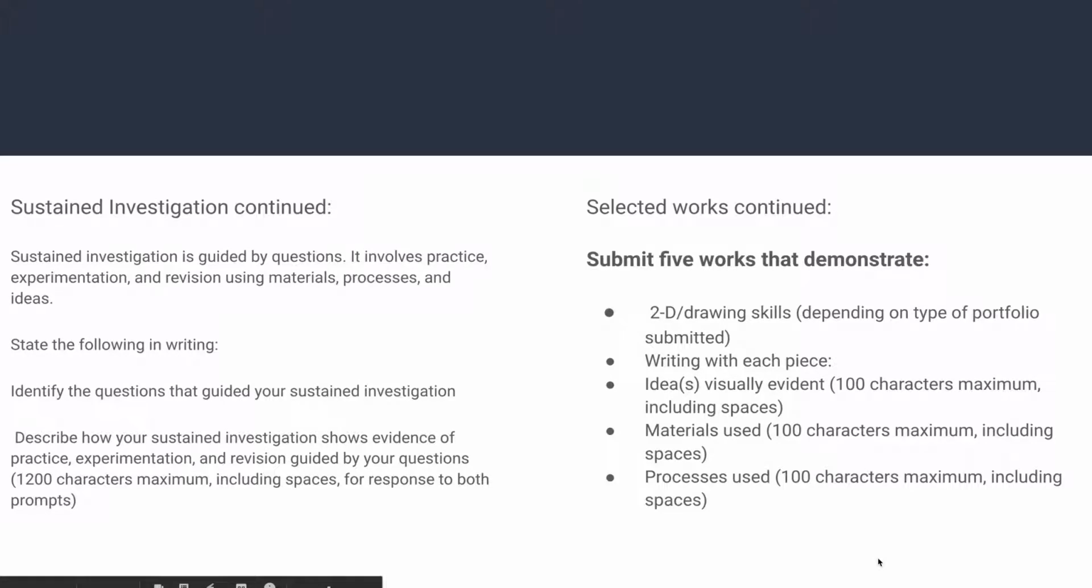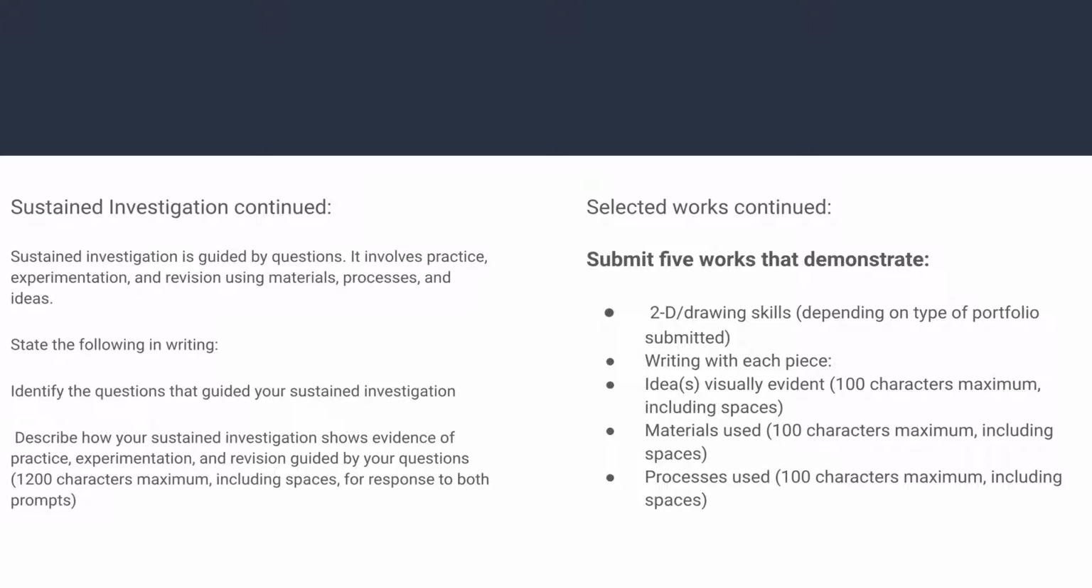A little bit more about the sustained investigation and selected works. The sustained investigation should be guided by questions, and we are going to work on this throughout the course: coming up with what your questions are and how you show that in your artwork. We'll also look at examples that hopefully will make it clear what it means to show practice and experimentation, revision, and things like that.